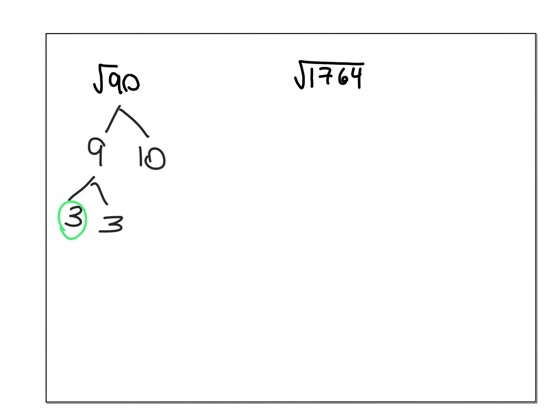All right, there's your leaves. And 10 can be broken down to 2 and 5. There's your leaves. Once you've broken it all the way down to the lowest form, you put it underneath the square root.